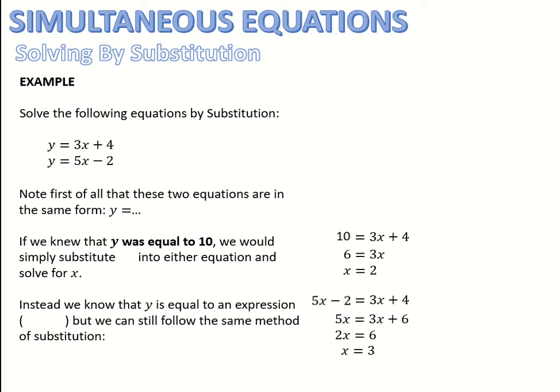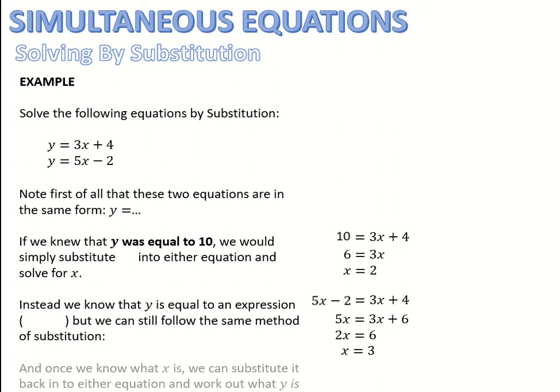This is where a lot of people would stop. They think they've solved it. They've done some equations, they've done some maths, brilliant, absolutely done. But you're only part of the way here. The idea of these questions is we find out what x is and we find out what y is. So you're only halfway there at this stage. Once we know what x is, then it's easy to find out y, because we know that y is equal to 3 of our x's plus 4, and we know that y is equal to 5 of x's minus 2. So we can substitute x is equal to 3 into either one of those equations.